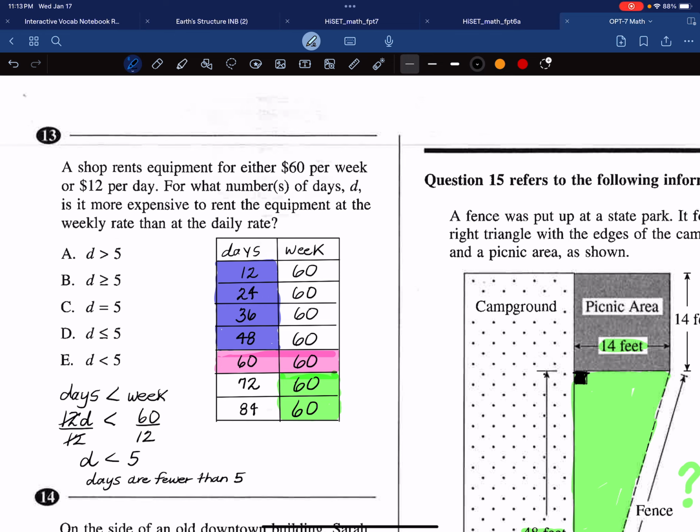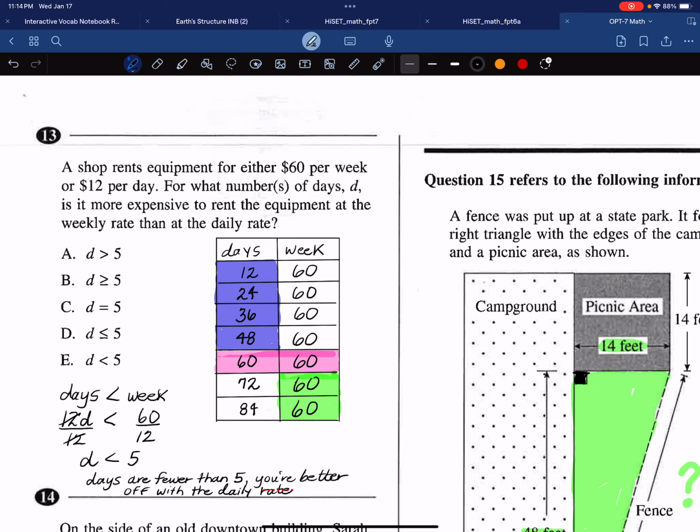that would be that purple section up there. That would be a better deal. If you only want the equipment for 4 days, don't pay the weekly rate, is what we're saying. Anything less than 5 days, when days are fewer than 5, you're better off with the daily rate. If the days are more than 5, you're better off with the weekly rate.